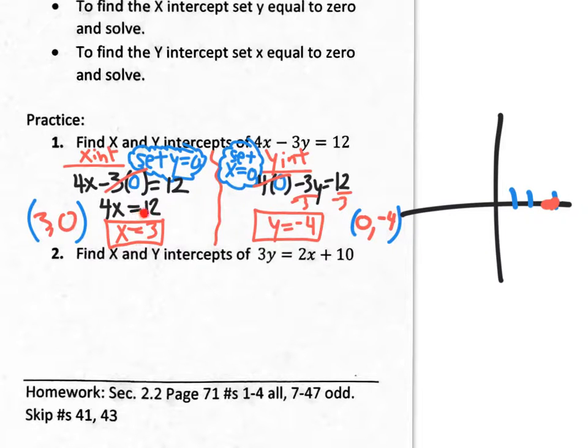How about for y? Where's it going to cross the y-axis? Negative 4. So you're going to go negative 1, negative 2, negative 3, negative 4. It's going to cross right there at negative 4. Now, how many points do you need to graph a line? 2 of them. And that's it. This is your line right here.